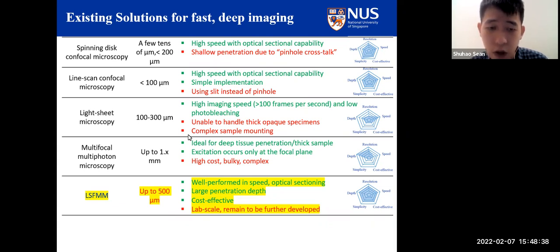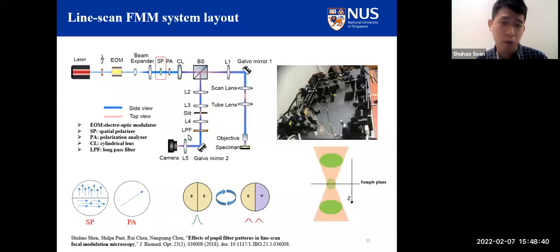So now we can take a look at more details of these lab-based LSFMM systems. In this system, we are using the electro-optic modulator and a spatial polarizer to achieve the fast phase modulation.